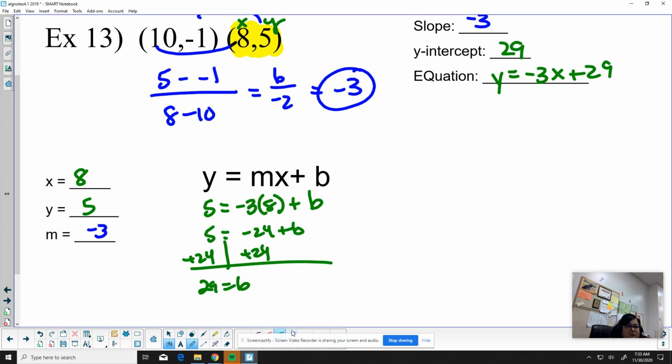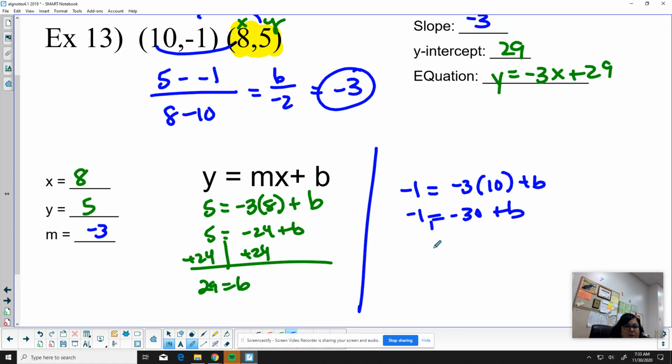Okay, let me go ahead and do it the other way, just in case you pick the other point. So -1 equals, let's see, the slope and y plus b. So that'd be -30, and I would add 30 to both sides. And you can see that I still get 29. Okay, it doesn't matter which point you choose. I just usually pick the two positive ones if there is one like that.